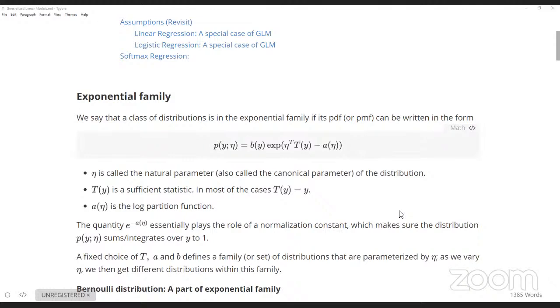Here a of eta is a function of eta, the parameter. It makes sure that this PDF or PMF is valid: if it is a PMF, then the sum over the range becomes 1, or if it is a PDF, then the integral over the range becomes 1. So this e raised to the power minus a of eta makes sure this is a valid PMF or PDF. And b of y is again a function of y. If any distribution follows this kind of PDF or PMF, then we say that distribution comes from the exponential family, right?